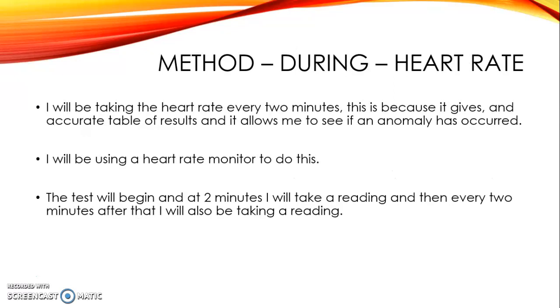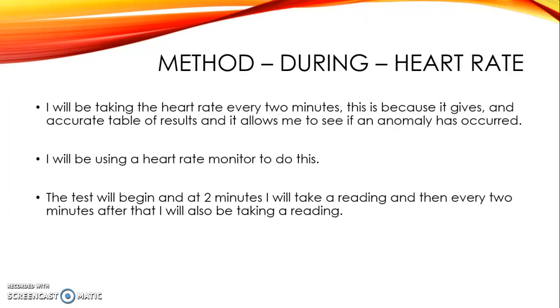So for the method for the heart rate, I'll be taking the heart rate every 2 minutes. This is because it gives an accurate table of results and allows me to see if an anomaly has occurred. If an anomaly has occurred, then I can identify this and suggest why the anomaly has occurred and explain it.